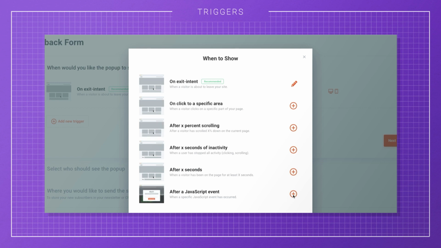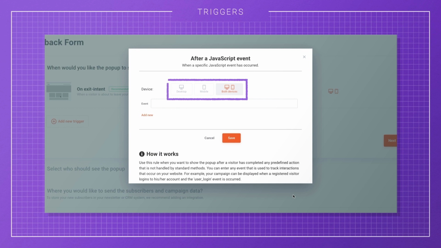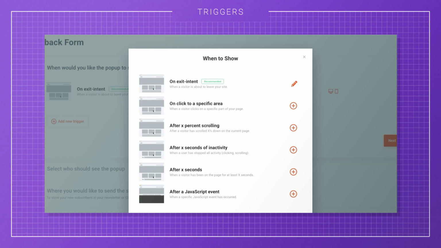When you choose a trigger, you'll have the option to select the devices where you want to show the campaign. And you can even set up multiple triggers, so you might decide to use the exit intent on desktop, but use a time-based trigger on mobile. Well, that's it for triggers.